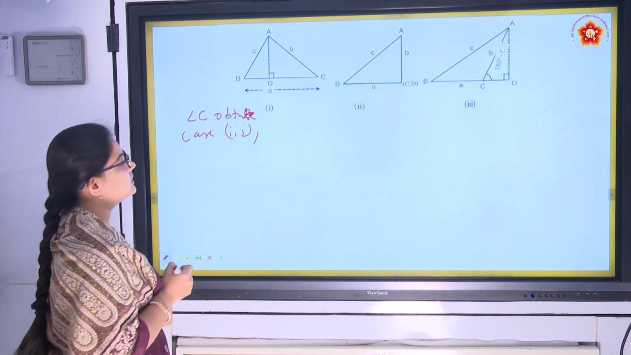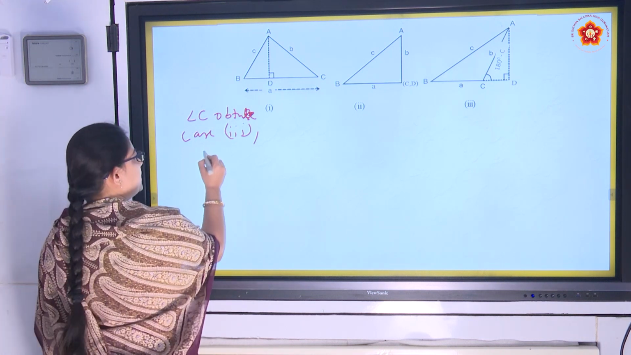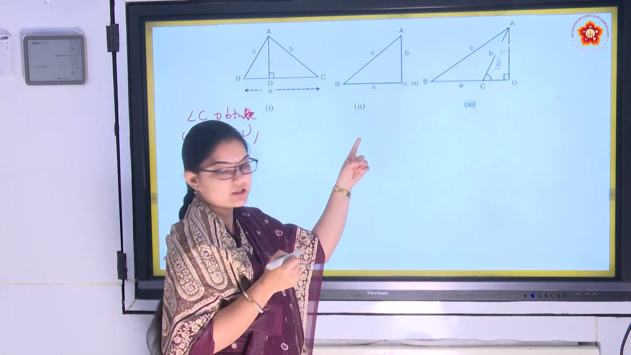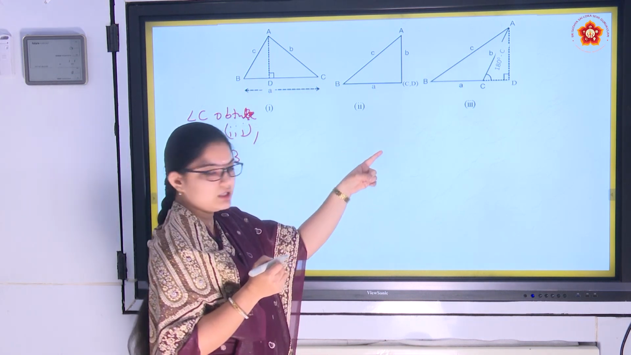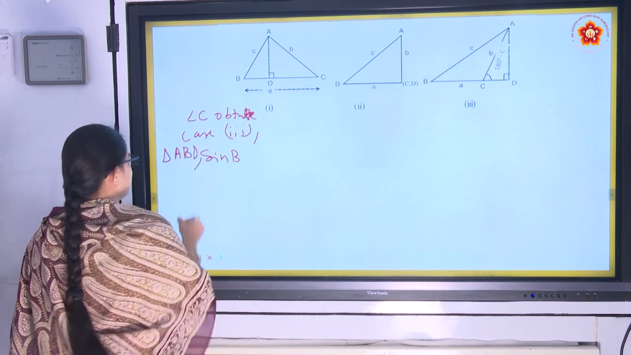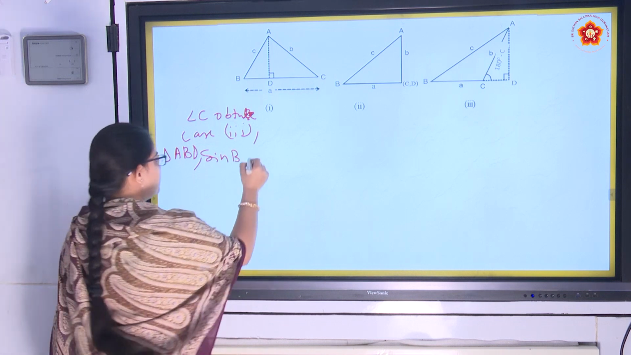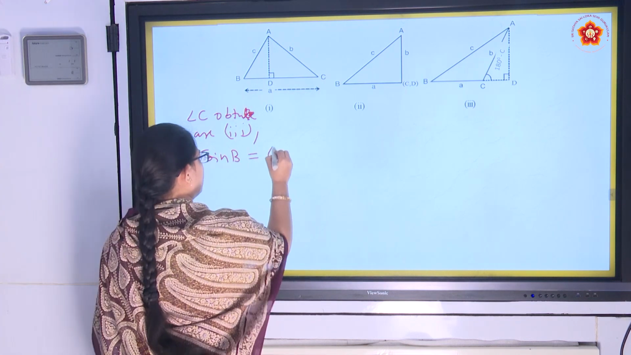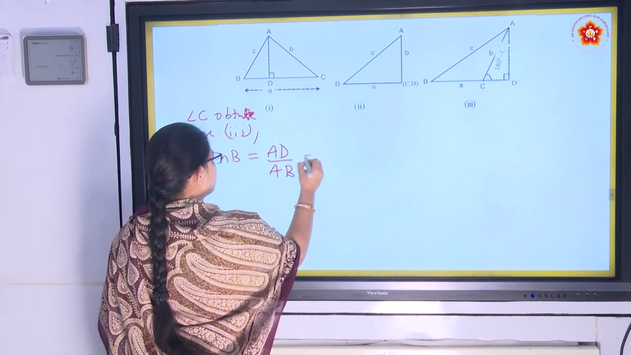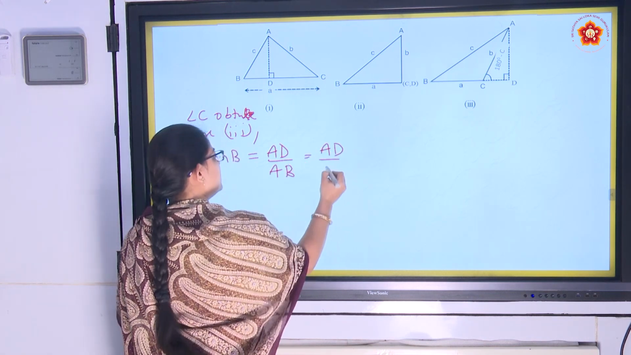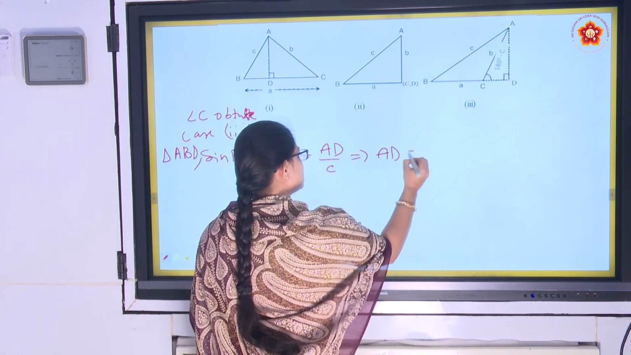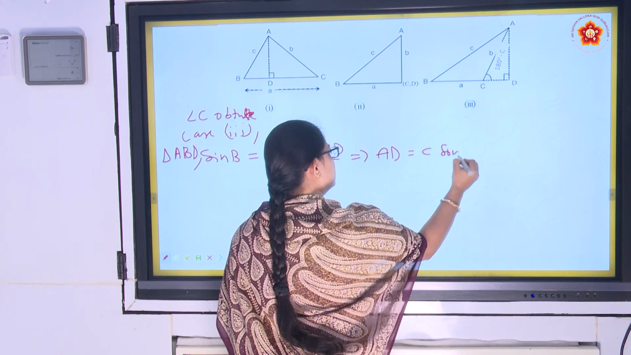So what is sin B here? For sin B you have to consider the right angle triangle ABD. So in the triangle ABD, opposite by hypotenuse. So opposite side is AD. So AD by hypotenuse is AB. So that is AD by AB is small letter c. So this will imply AD is equal to C sin B.